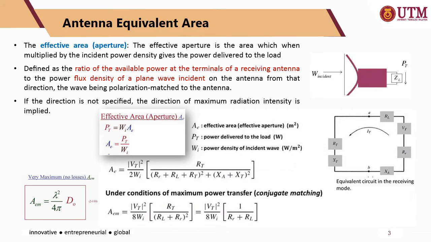Okay, let's look at the antenna equivalent area, or the effective area, also known as the aperture of the antenna, in which the area when multiplied by the incident power density gives the power delivered to the load. So this is the incident or the incoming wave. So this is the aperture. The effective area when multiplied by the incident power gives the total power transferred or delivered to the load.